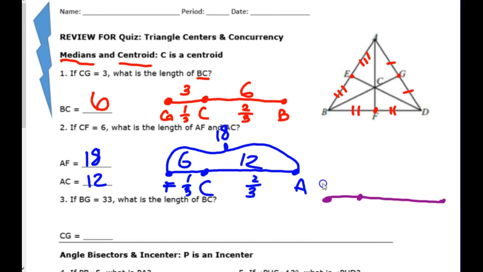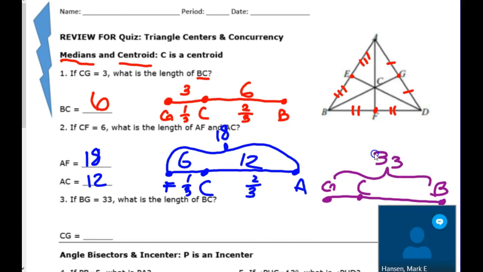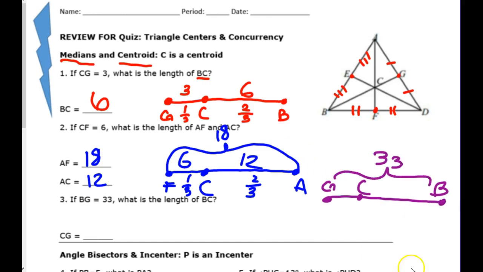Sorry about that. From B to G, this is 33. So G, C, B. All these seem to be written backwards. If you flipped it around, it's fine. But BG is 33. The whole thing. What is the length of BC?